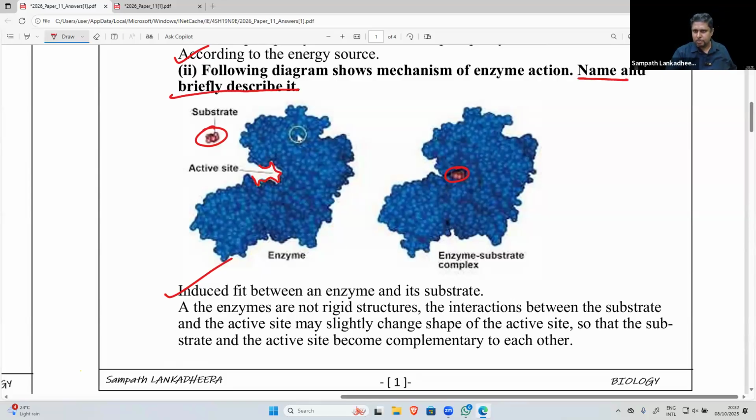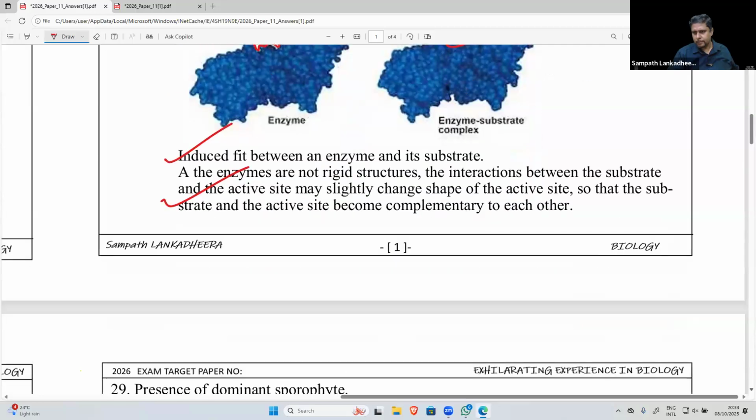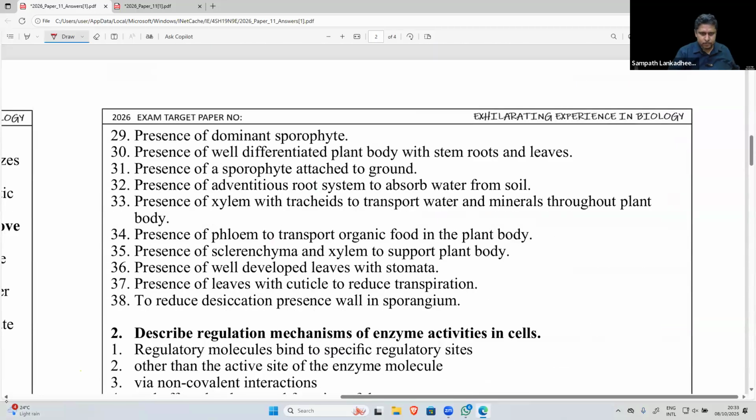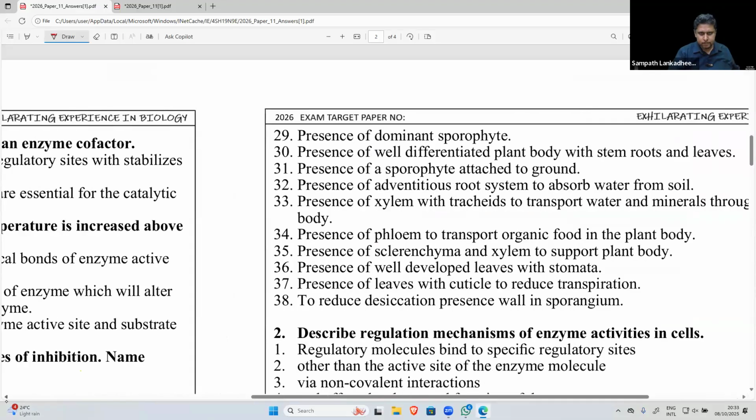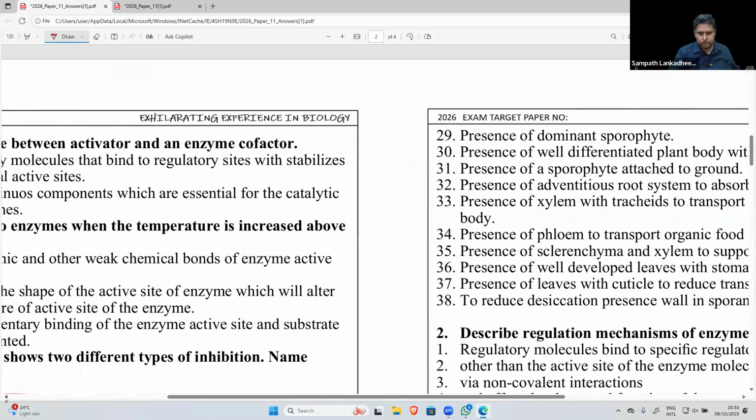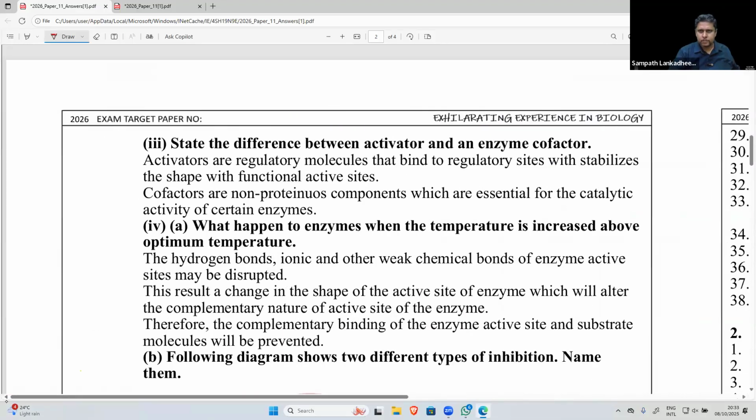Name: induced fit. Then description: enzymes are not rigid structures. The interaction between the substrate and the active site may slightly change the shape of the active site so that the substrate and the active site become complementary to each other. Right, next one.